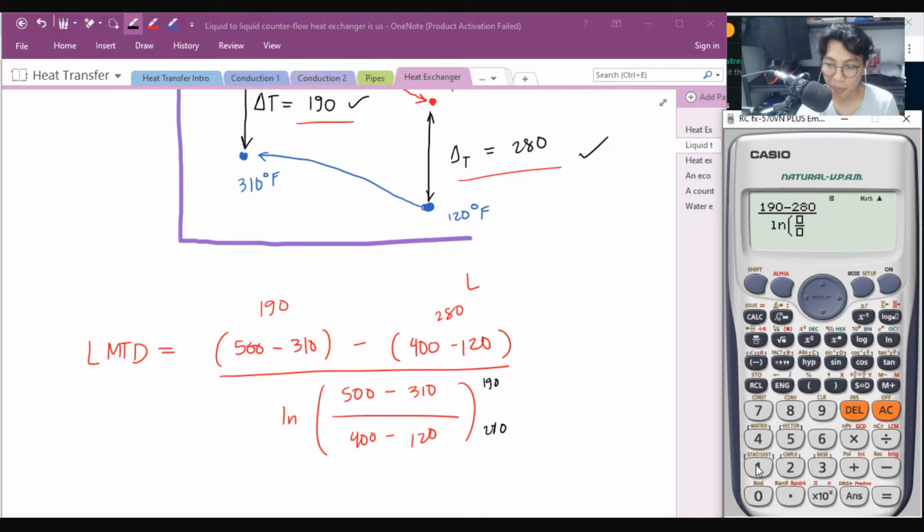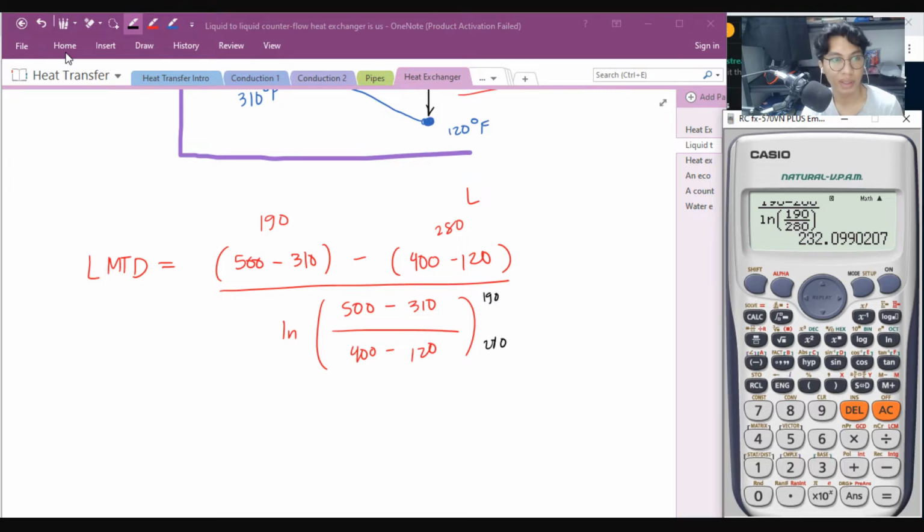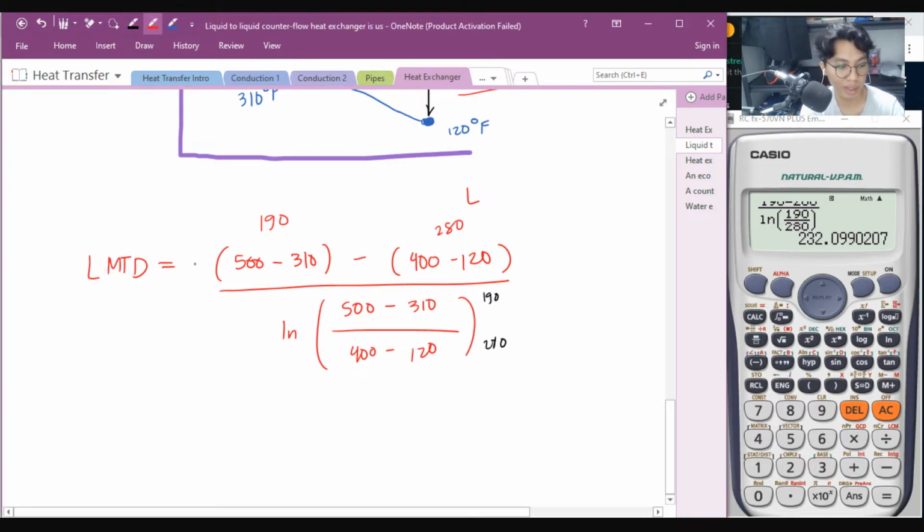Tama ba? Algebraically, mathematically, malalaman nyo na that is positive. Okay? The LMTD value there is 232.0991 degrees Fahrenheit.